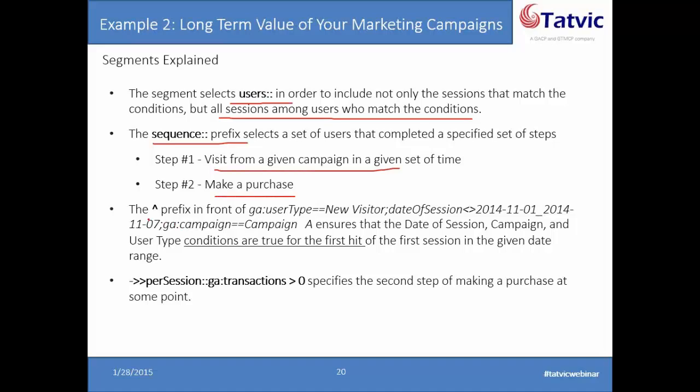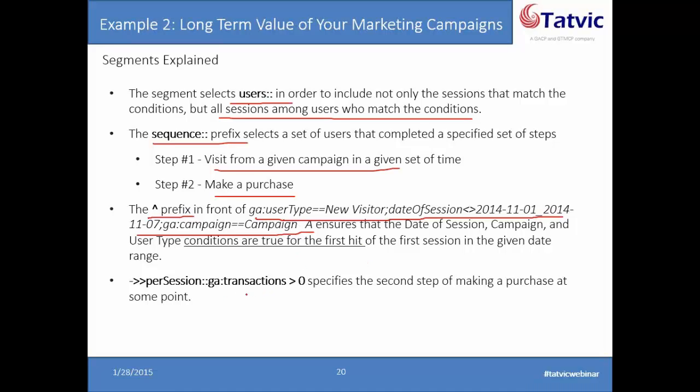And finally, the next condition is this caret prefix, which says that this condition is necessarily going to be true for the first hit of the first session. And the condition is new visitor in that first week of November coming from a given campaign.